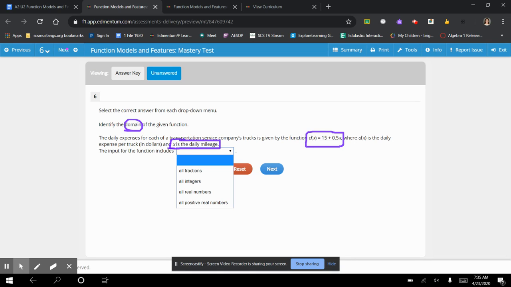Can mileage only be fractions, which is that first one? Is it only going to be all integers? Are we going to have like -3, -2, -1, 0, 1, 2, 3? Is it just going to be all of the numbers, both positive, negatives, and all the decimals in between? Is it going to be all positive real numbers? So positive real numbers would be like 0.5, 1, 1.75, those kinds of things. Is that how you would measure mileage?